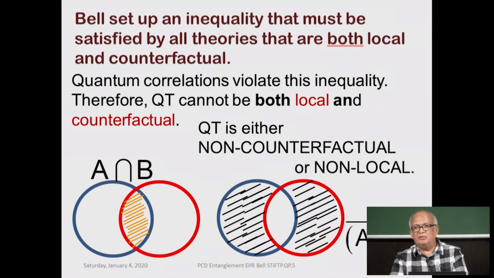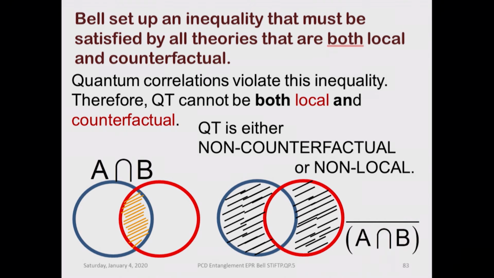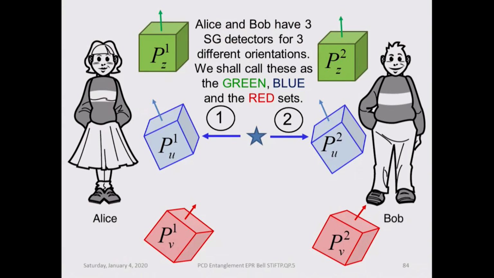So, you remember I pointed this out in terms of this Venn diagram, that if you have a theory which is both local and counterfactual, then you are talking about the intersection of the two. And if you are led to the complement of this, which is outside this intersection, then it is either this or that. Okay? So, that is the conclusion we are going to be led to.